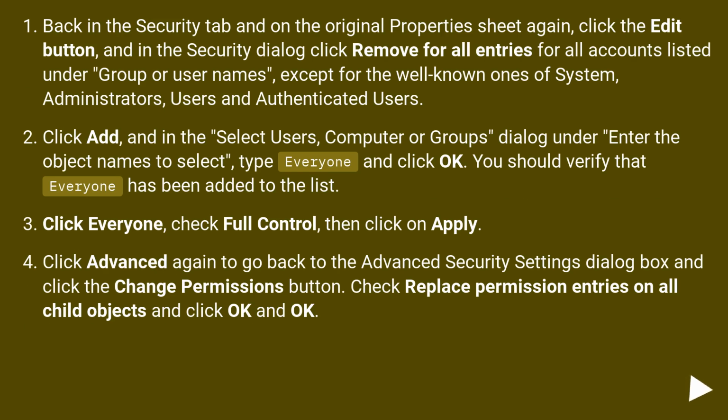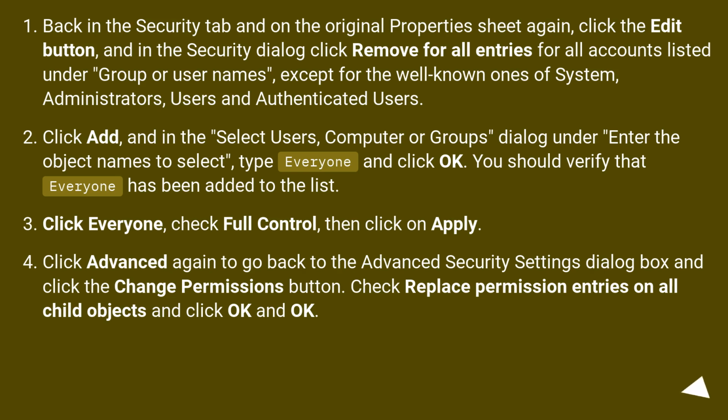Back in the Security tab and on the original Properties sheet again, click the Edit button, and in the Security dialog click Remove for all entries for all accounts listed under group or user names, except for the well-known ones of SYSTEM, Administrators, Users and Authenticated Users. Click Add, and in the Select Users, Computers or Groups dialog under Enter the object names to select, type Everyone and click OK. You should verify that Everyone has been added to the list.